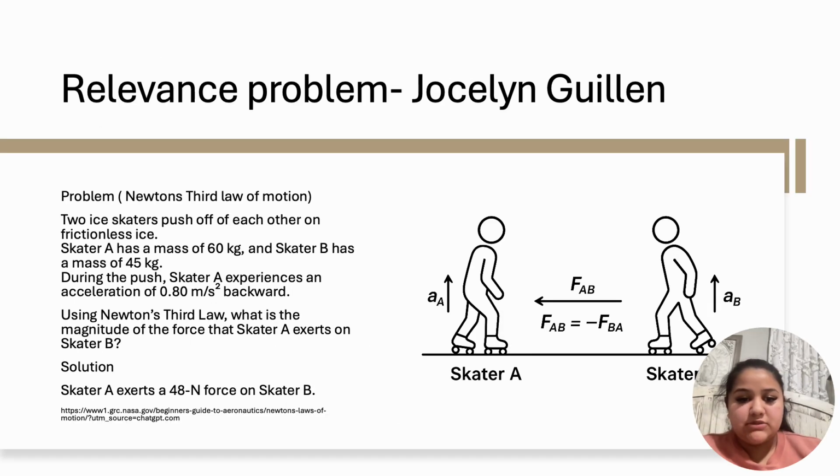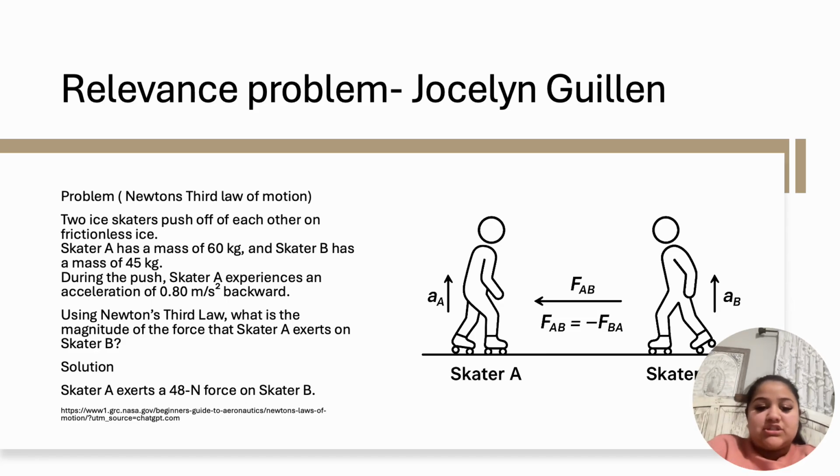Relevant problems. Two ice skaters push off each other on frictionless ice. Skater A has a mass of 60 kilograms and skater B has a mass of 45 kilograms. During the push, skater A experiences an acceleration of 0.8 meters per second squared backwards. Using Newton's third law, what is the magnitude of the force that skater A exerts on skater B? Solution. Skater A exerts a 48 newton force on skater B.